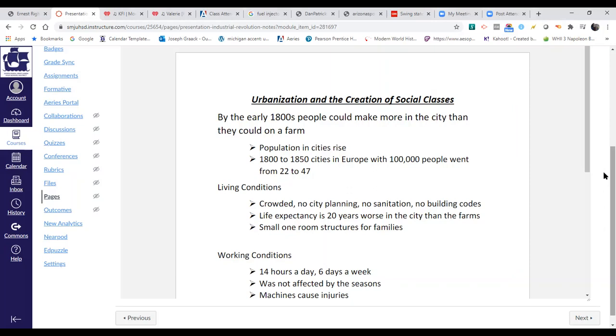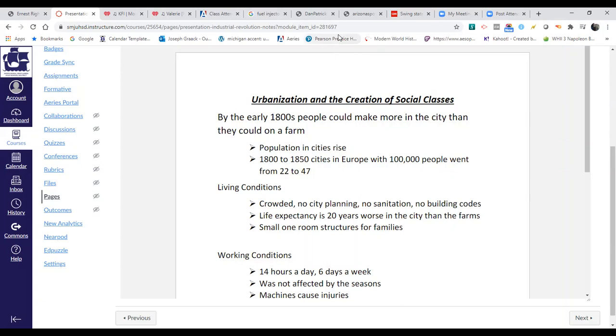Your life expectancy is 20 years worse in the city than on the farms, just because of all of the things that are going on and because of how dirty the air is from the factories. There's no regulations back then. You generally have families that are in a one-room structure. So there would be a one-room structure that would be your living room, your family room, your dining room, and then you would have separate facilities if you were lucky enough to have a bathroom.